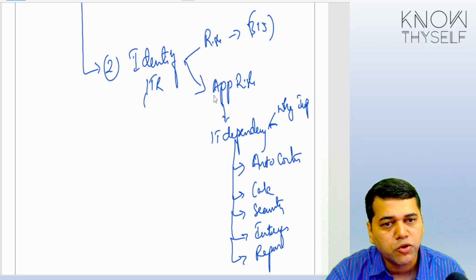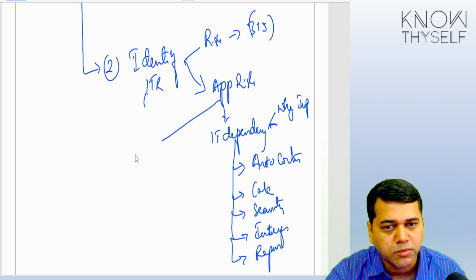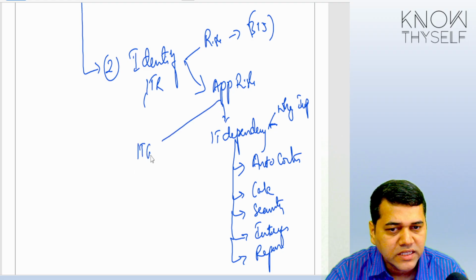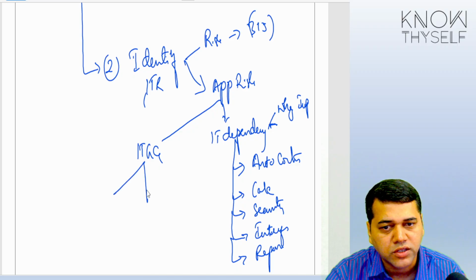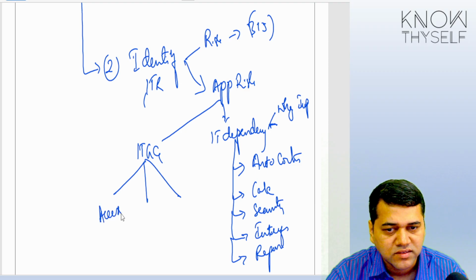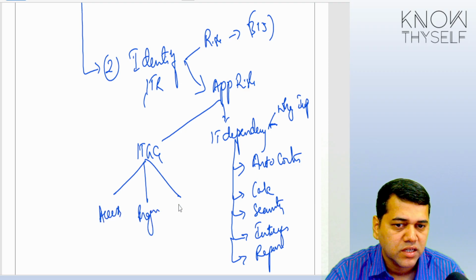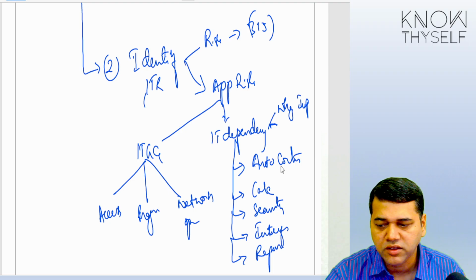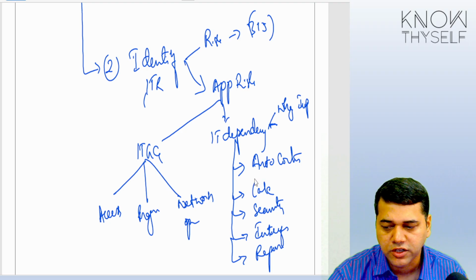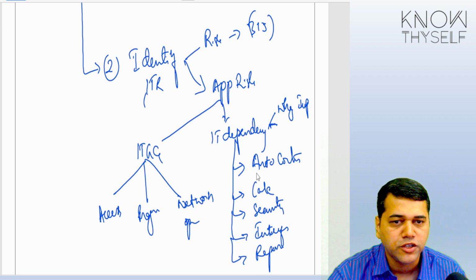When you talk about application risk, you should talk about ITGC, or general IT controls, or application controls. What are those general IT controls? We have got three: access, program change, and network operations. These are all the things you have learned and understood. This is the major part, it should be sitting in your mind.